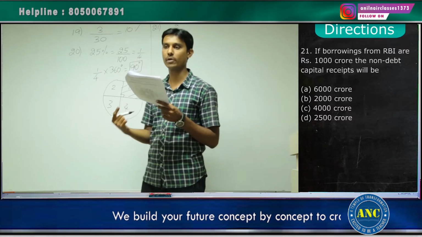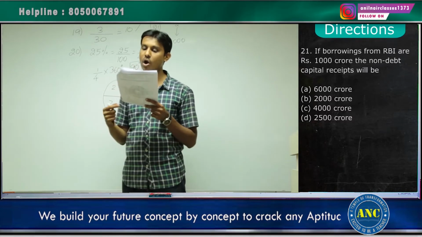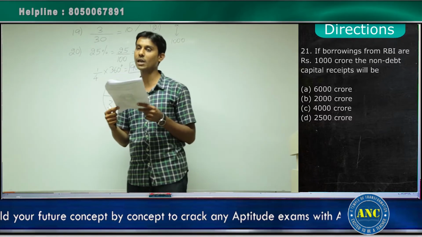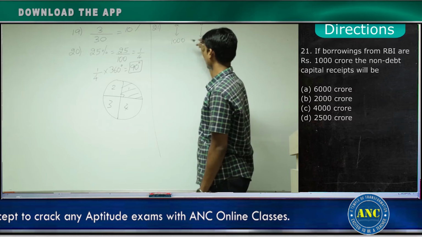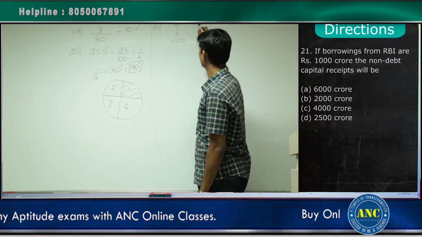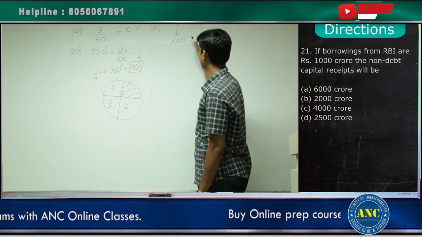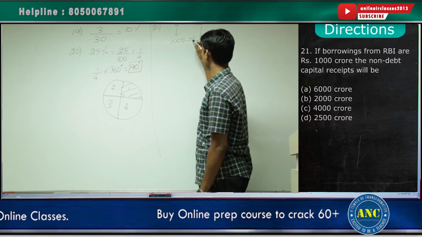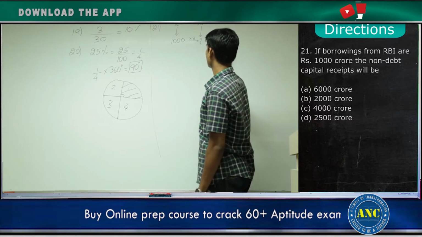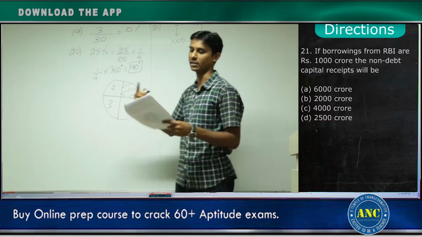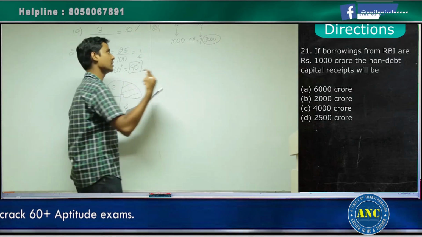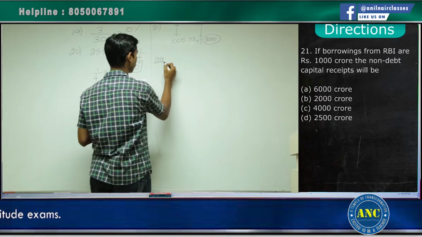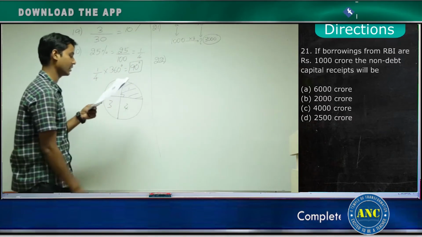Non-debt capital receipt will be how much is asked in the question. According to the table, what is the non-debt capital receipt? It is 6%. 2 is becoming 6, so multiply by 3. 1000 also multiply by 3. What is 1000 into 3? 3000. Answer for this question is 3000 crore rupees. Same is the case for your 22nd question.